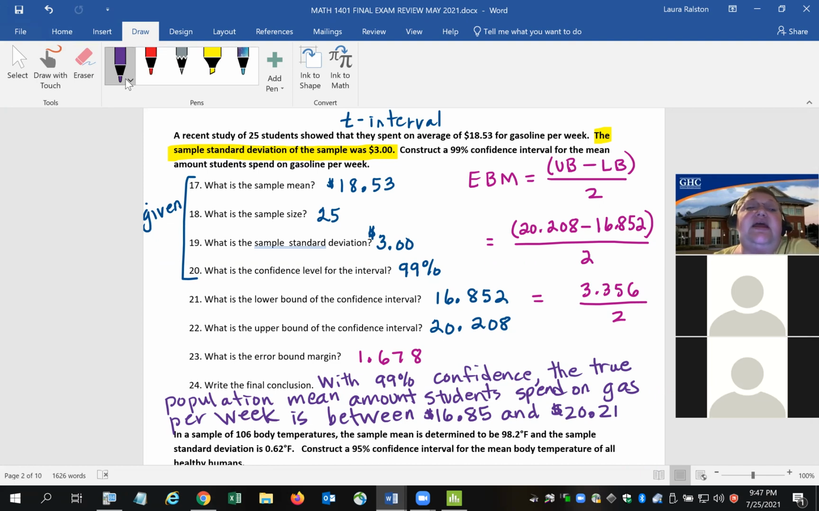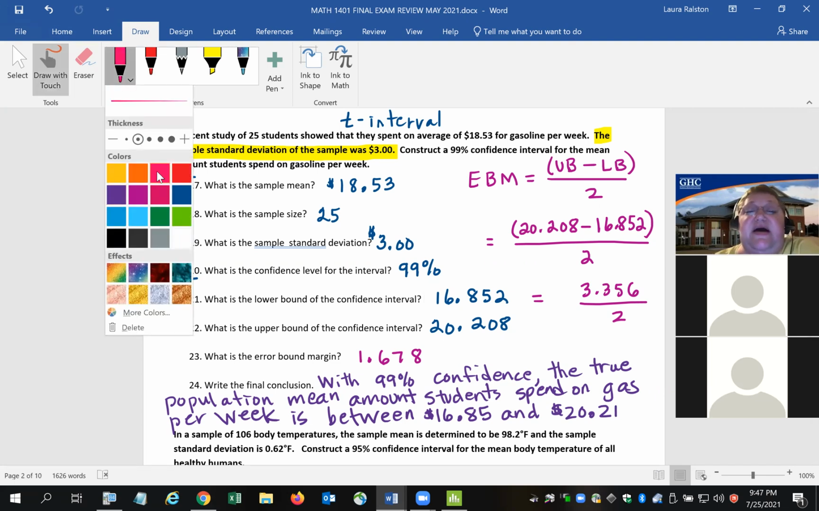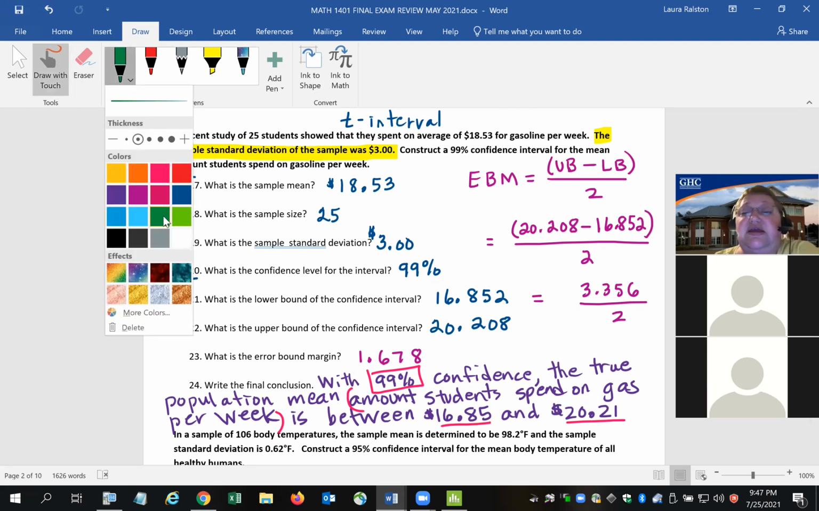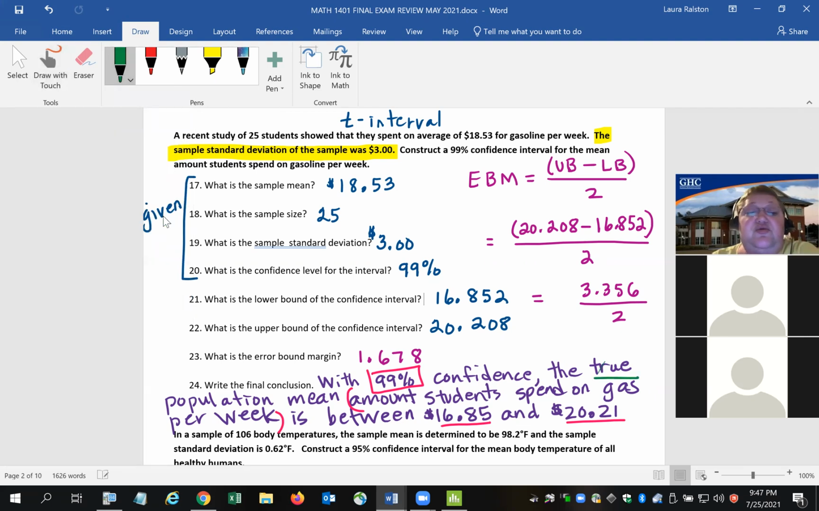But when you're stating the conclusion of a hypothesis test, the percentage for your confidence level could change. The explanation for what the mean is, what is the variable? We're talking about the amount students spend on gas per week is between, and you give your lower bound and your upper bound. The other phrase that's important is that you say the true population mean.